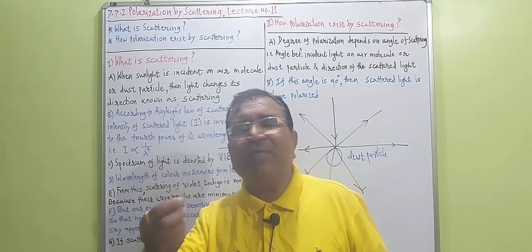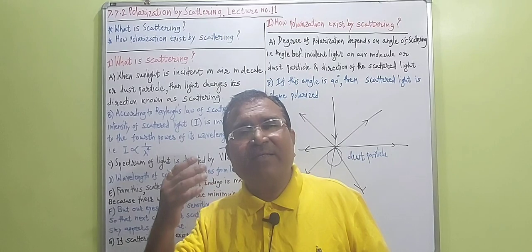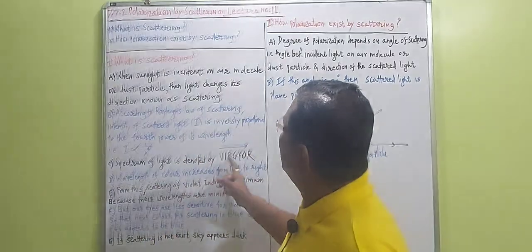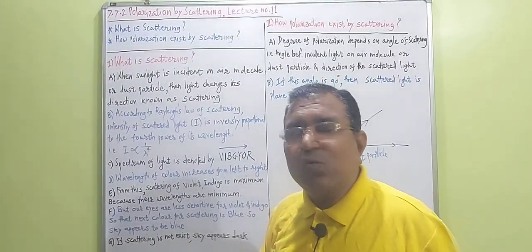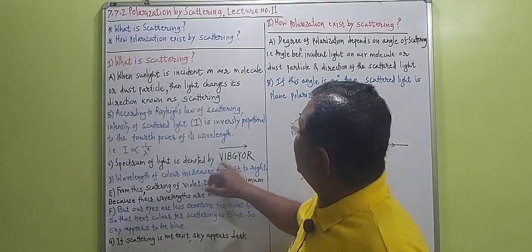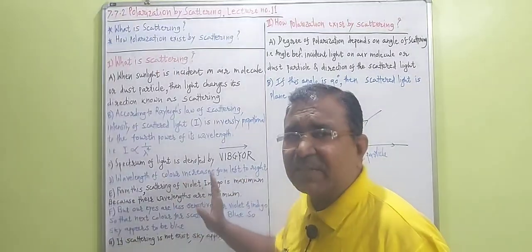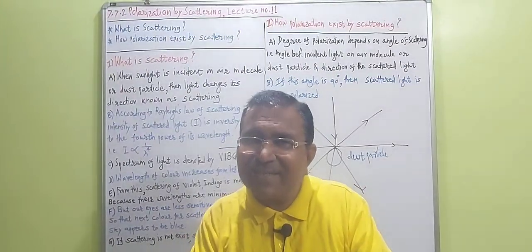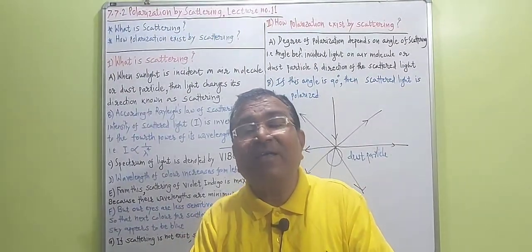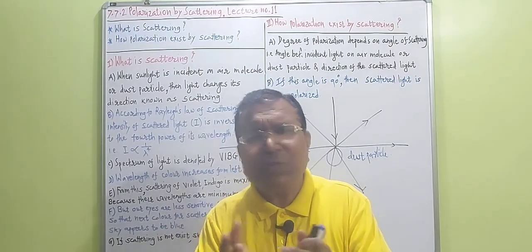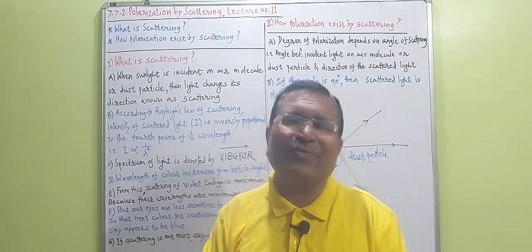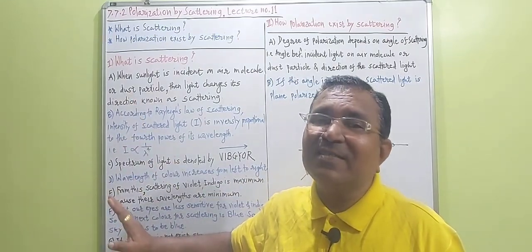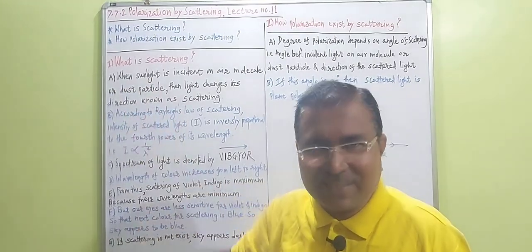So the next color will be blue, and our eyes are more sensitive to blue color. Though the scattering of blue color is third from the left, the sky appears to be blue. If there is no scattering, then our sky appears to be dark. So this is all about scattering, dear students, and this is the most essential part while discussing polarization by scattering.